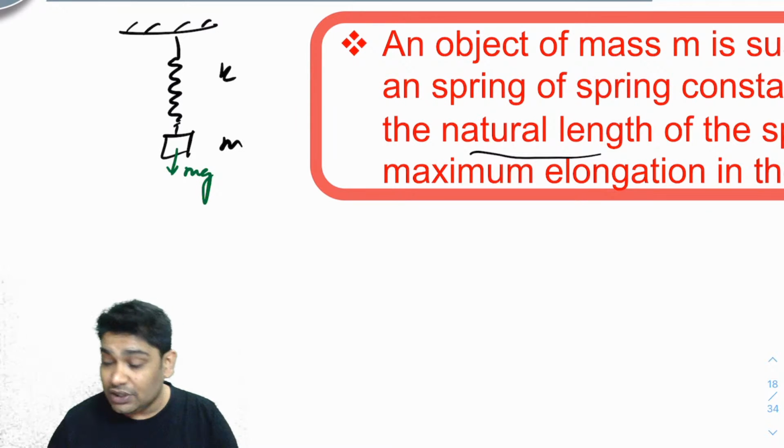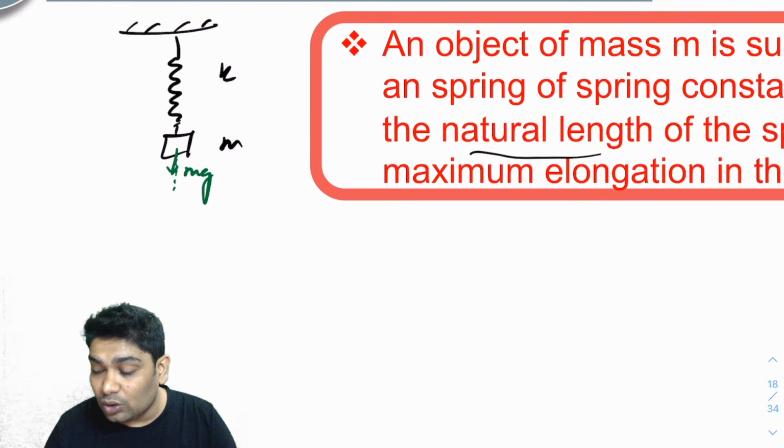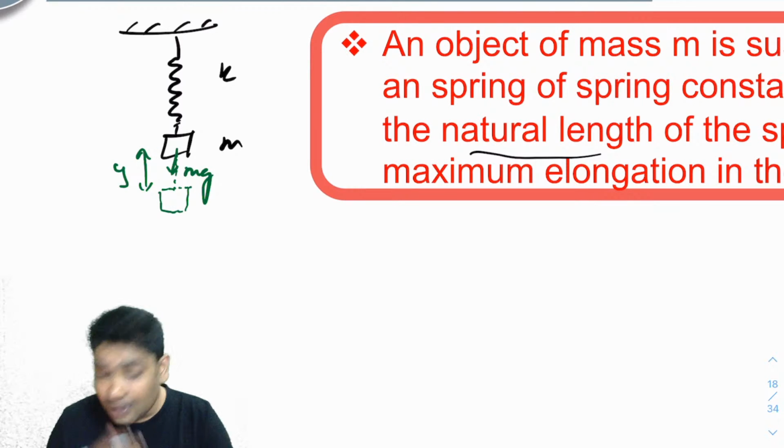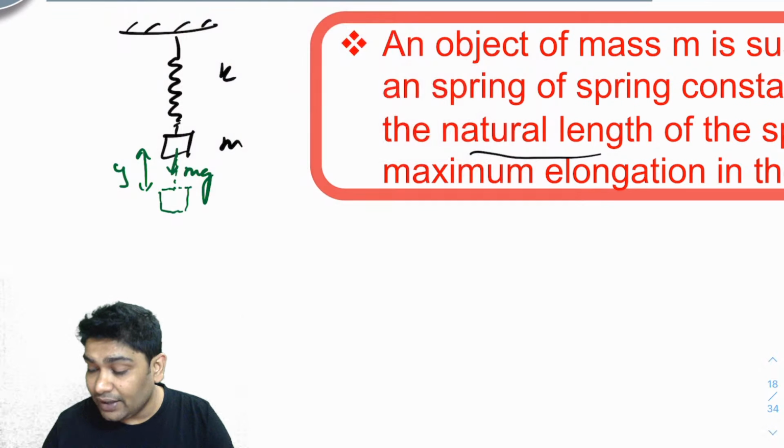Because of this mg, this block will start to go down. Now let's imagine the extension is some y, when it has gone down by some distance y. Now it will have two forces acting on it. One would be mg again. mg is still acting, and now it will have an additional force acting up on it, which would be ky.